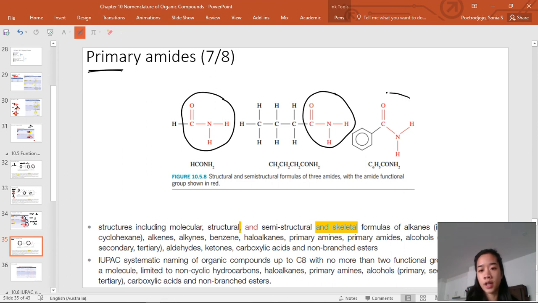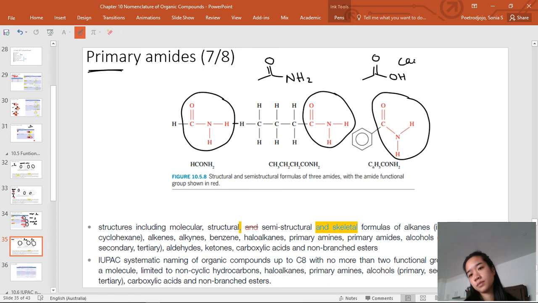You don't need to know how to do a secondary or a tertiary amide, but just for your own interest, a secondary amide would mean another carbon is attached here, and then the chain goes on. So an amide is just C double bond O, NH2. So where a carboxylic acid is this. I would practice drawing these. There are quite a lot to remember.